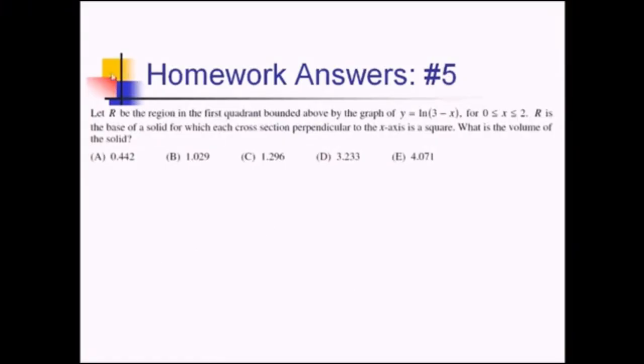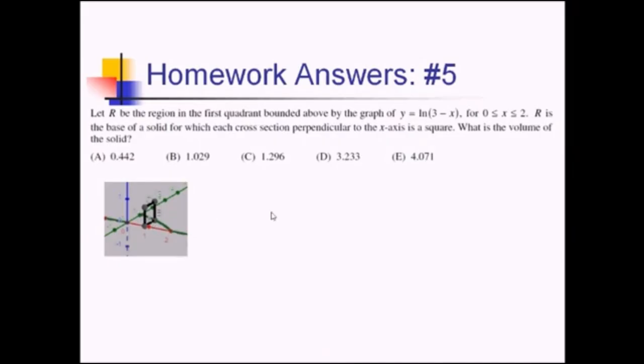On this problem, they're telling us that R is the region in the first quadrant bounded above by the graph of y equals ln of 3 minus x for 0 to 2. And then they're telling us this is the base of a solid with cross sections that are squares, perpendicular to the x-axis. So what's the volume of this thing? Just as a 3D model, here's what's going on. We've got this ln function being graphed out, and we've got some squares popping out of that.